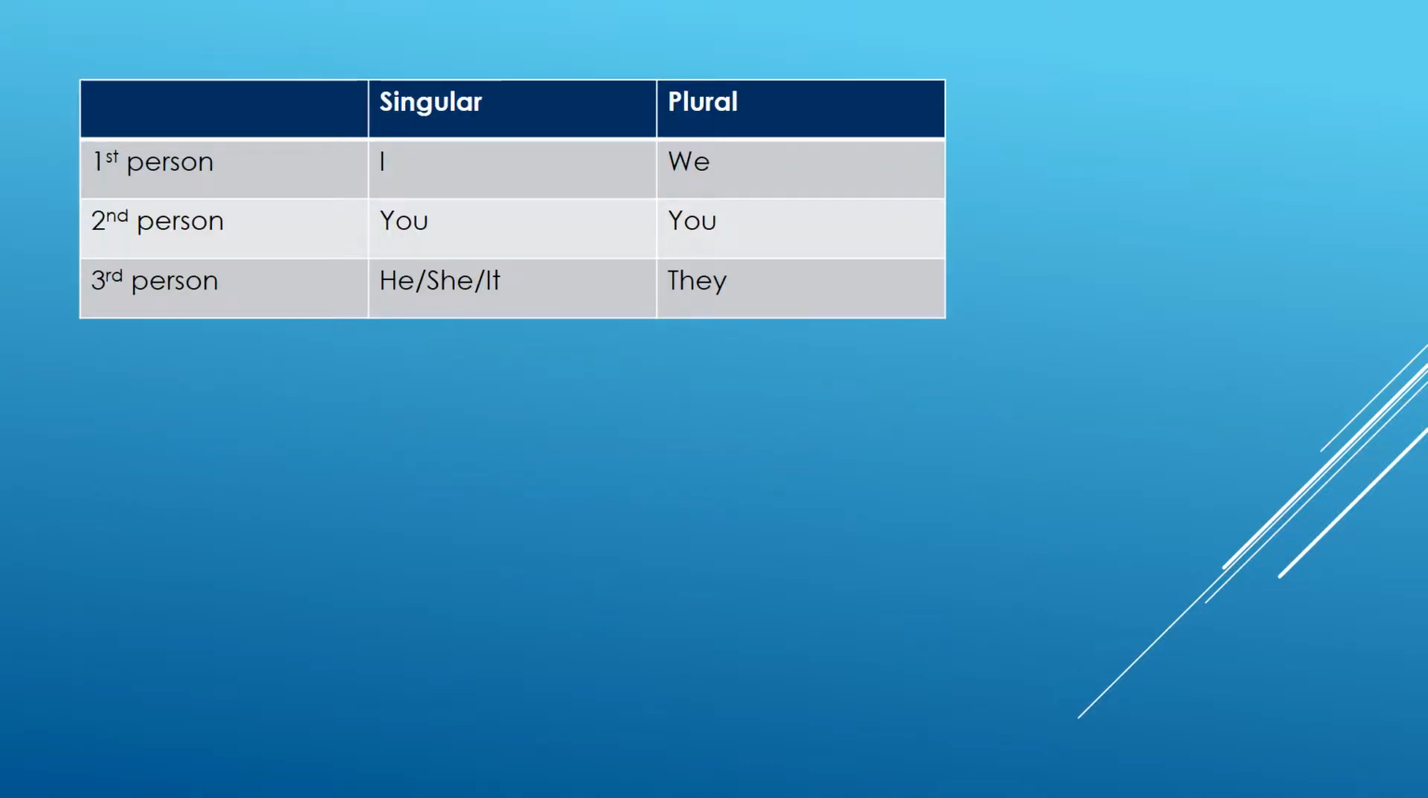So once you see the chart, I think this will make more sense to you. So here we have first person, second person, third person, singular and plural in English. I, you, he, she, or it, we, you, they. Looks familiar, right?